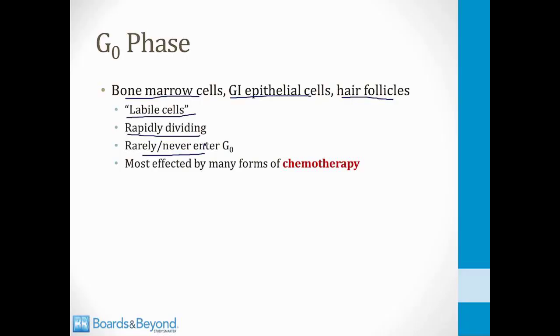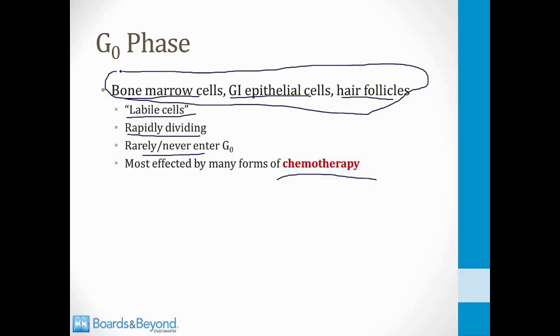And for this reason, these are the cell types that are most commonly affected by chemotherapy. In the hematology section in the videos on chemotherapy drugs, I talk about these drugs which target rapidly dividing cells. This is helpful because they kill cancer cells, but these drugs also have adverse effects on these types of cells because they are rapidly dividing and are rarely in the G0 phase. And that's why side effects of many chemotherapy agents include bone marrow suppression, GI upset, and loss of hair.